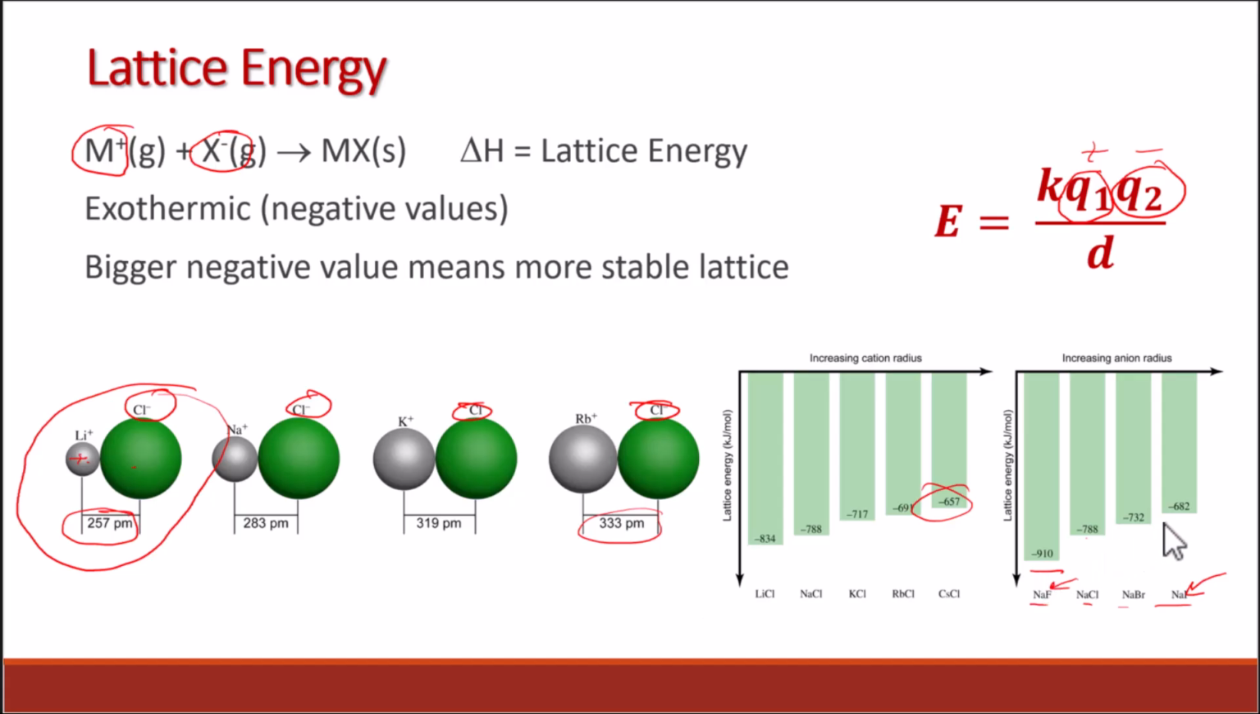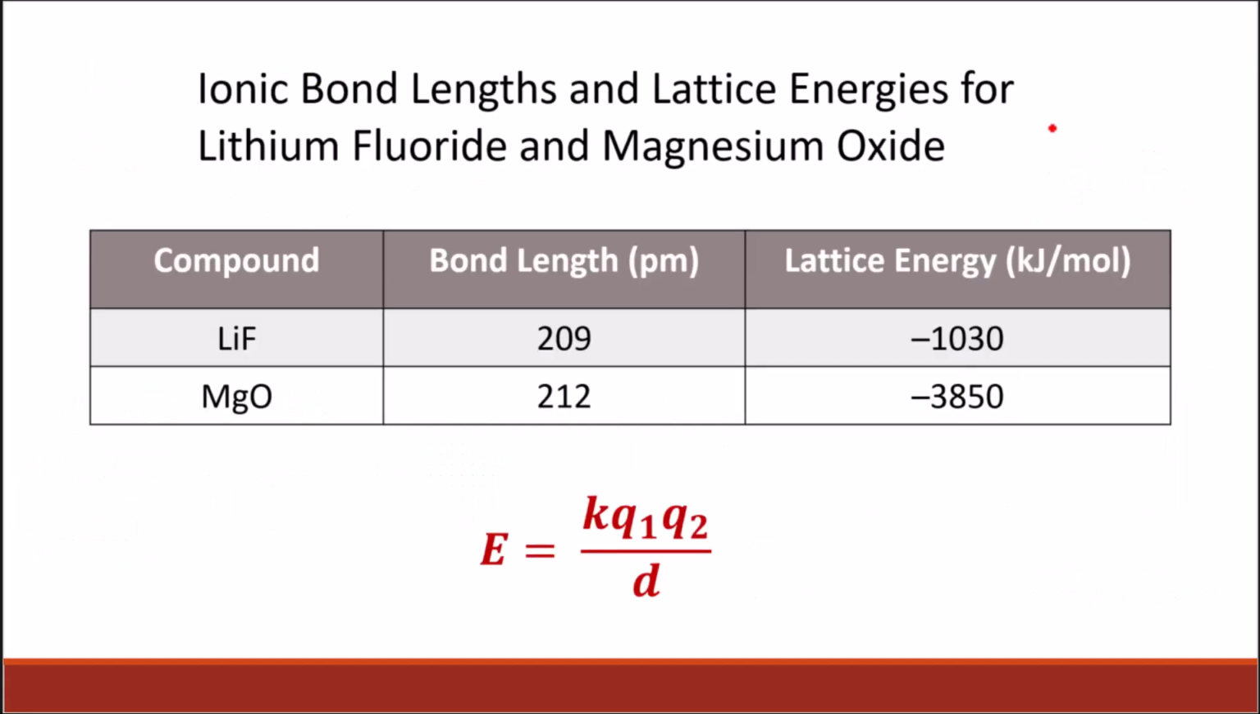Remember, the more negative, the more energy that's being released. This is an exothermic experimental value. So lattice energies are going to be negative. Ionic bond lengths and lattice energies for lithium fluoride and magnesium oxide. So here's the deal. Look at lithium. Lithium has a +1 charge. Fluoride has a -1 charge.